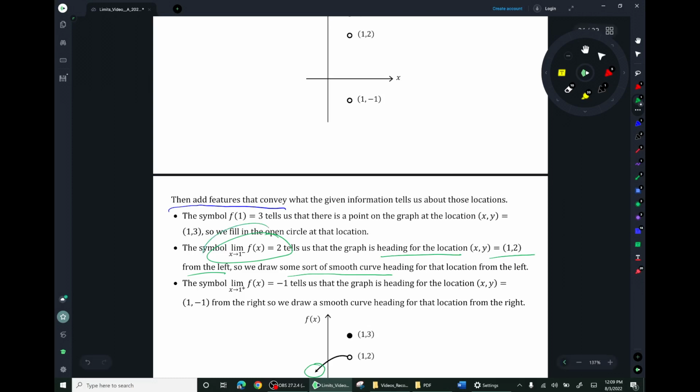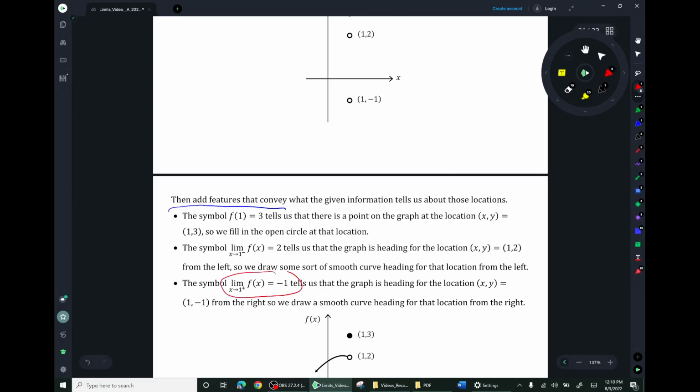But this symbol is about the behavior as the graph is heading for x equals -1. So that's really about this. So you see that this little tail that I've added that has an arrowhead on it pointing off that direction, we really think about that this way. When we're heading towards x equals -1 from the left, we're heading for this location.